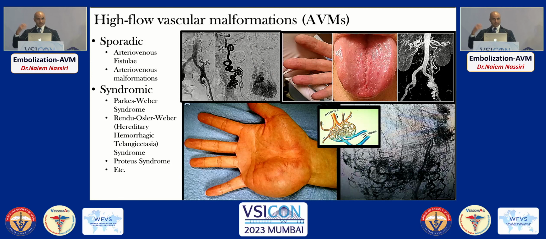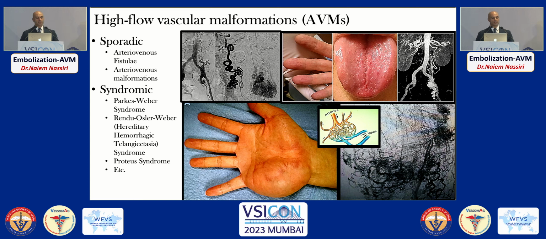We're going to talk about now the meat and potatoes of the talk, which is the high-flow malformations. These are notoriously difficult to treat. We can come across as incredibly vicious and problematic. Again, remember that these also can either be sporadic, in other words, happening by themselves, and they can either be just simple arteriovenous fistulae or malformations, or they can be syndromic.